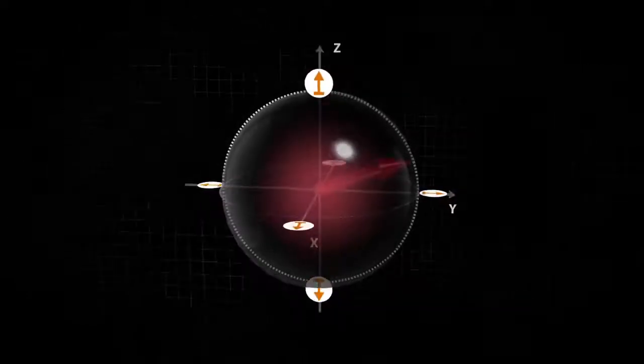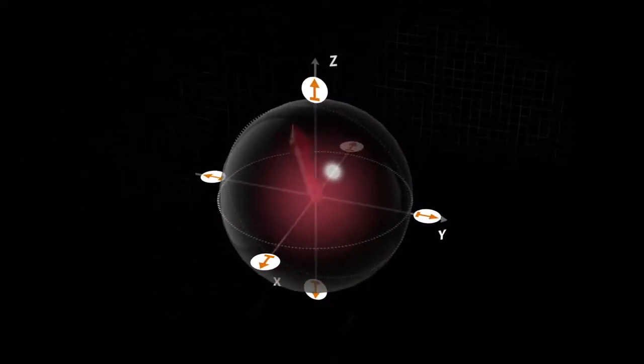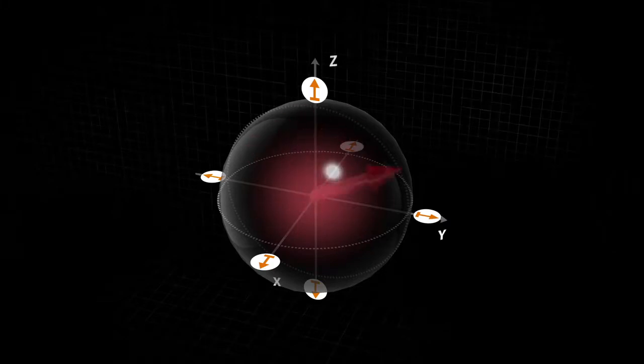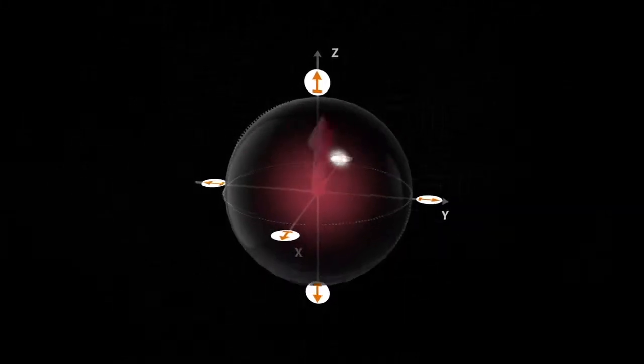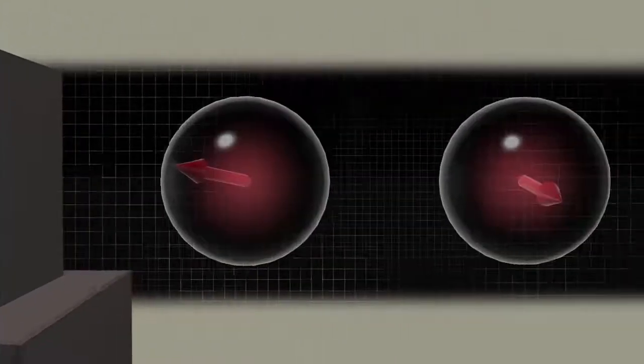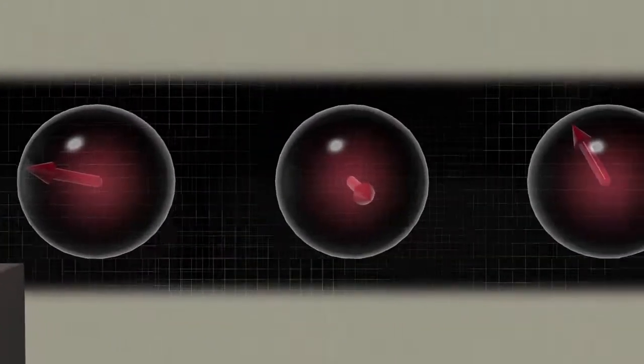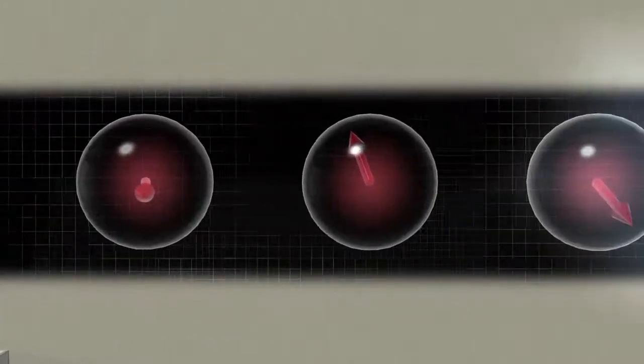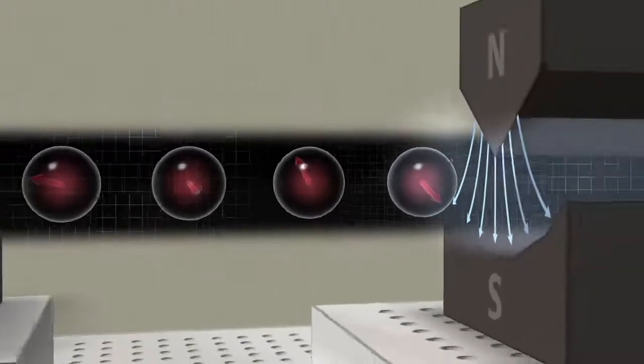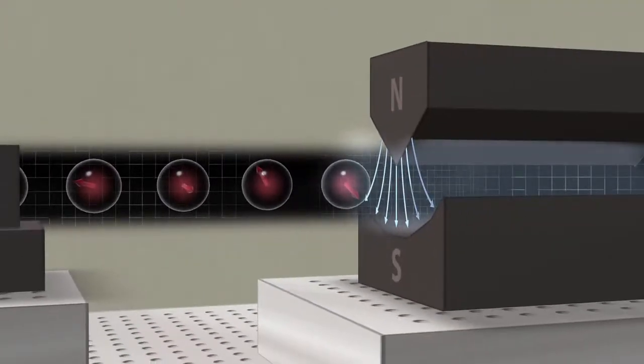We can represent this spin state using a Bloch sphere. The spin can point in any random direction. The spins of all silver atoms are randomly distributed. They are therefore not polarized.